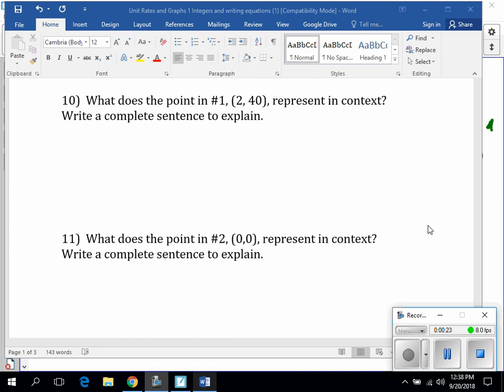In number 10 it says, what does the point (2, 40) represent in context? Write a complete sentence to explain. So we need a subject, we need a verb, we need a complete thought. So I'm going to scroll back up to number 1. We're looking at graph 1 and we're going to hone in on the point (2, 40).